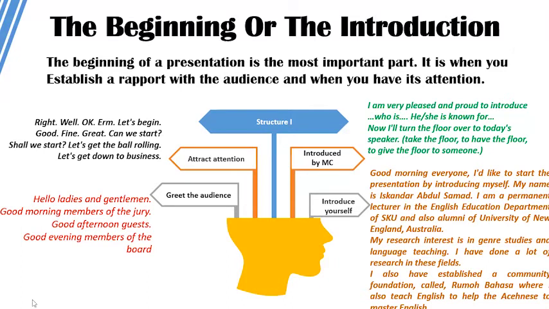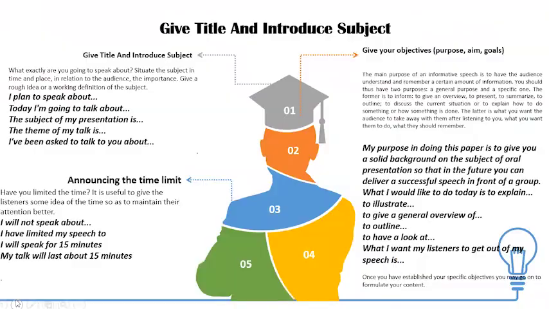Okay, now we will see the next slide. This is about giving a title and introducing the subject. When we give a presentation, we need to mention this. So what exactly are you going to speak about? And then situate the subject in time and place in relation to the audience, the importance of our speech, and then give a rough idea or a working definition of the subject. So this is very important.